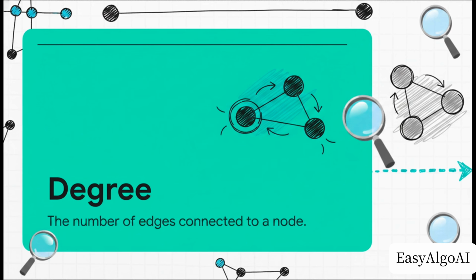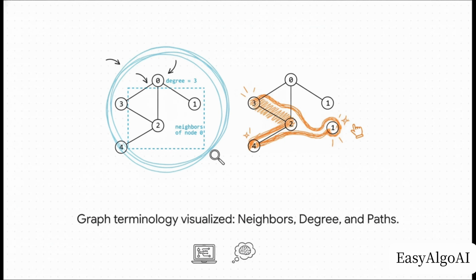Let's actually visualize this so it clicks. Check out node 0 at the top here. Notice how it has 3 lines coming right out of it? That means its degree is 3. Those lines connect it directly to nodes 1, 2, and 3, which are circled with that blue dotted line. Those are its adjacent nodes, its neighbors. Now look over at that orange highlighted route going from node 3 down to node 2 and then over to node 4. That sequence of nodes, connected by edges, is what we call a path.